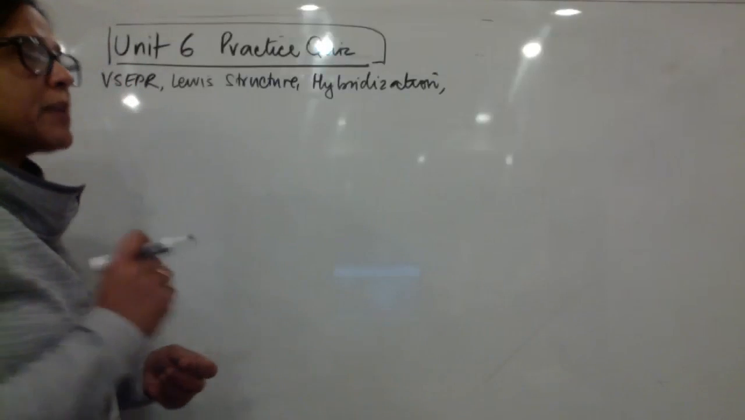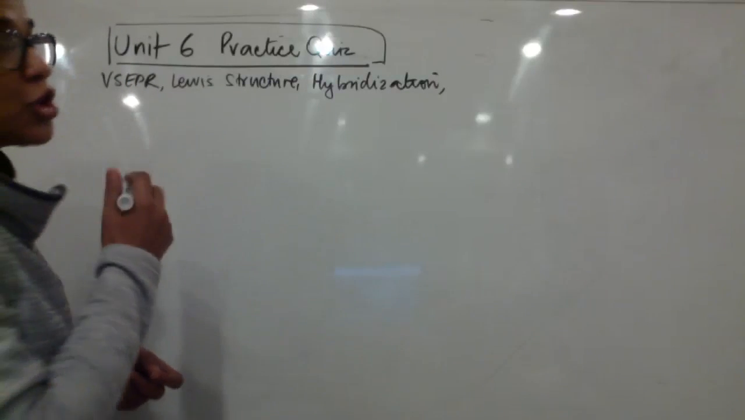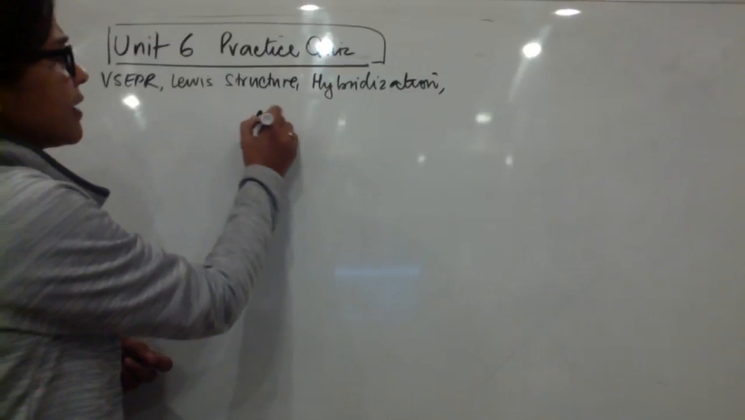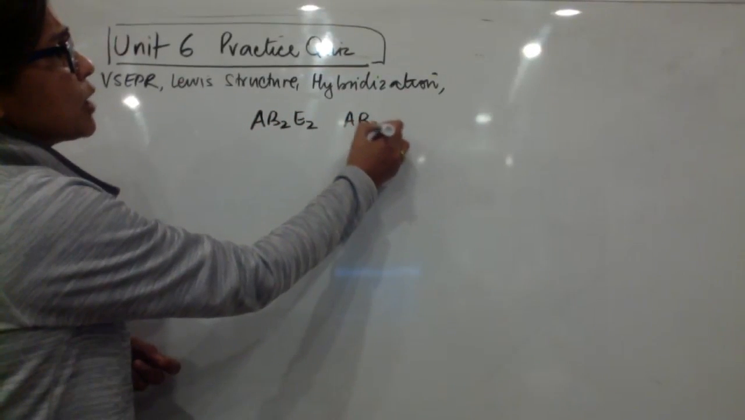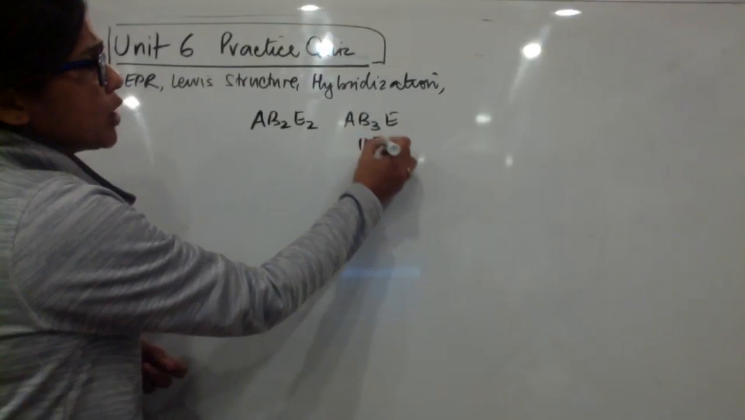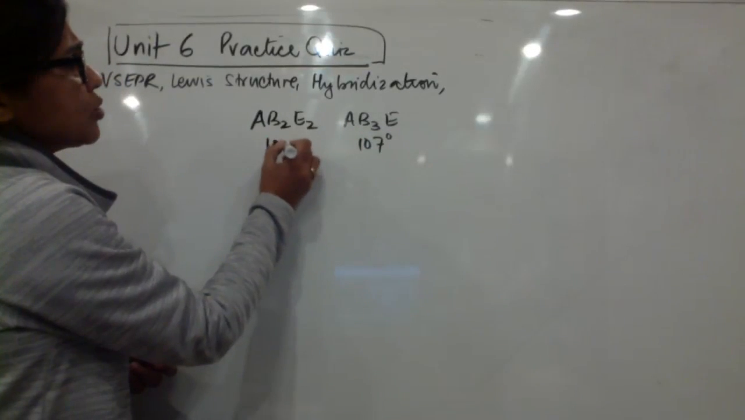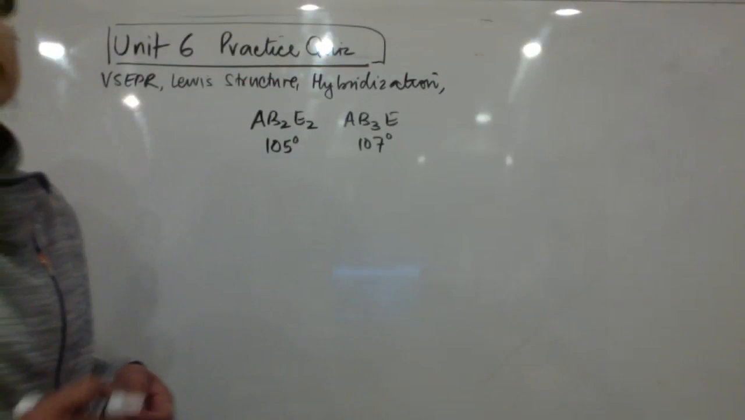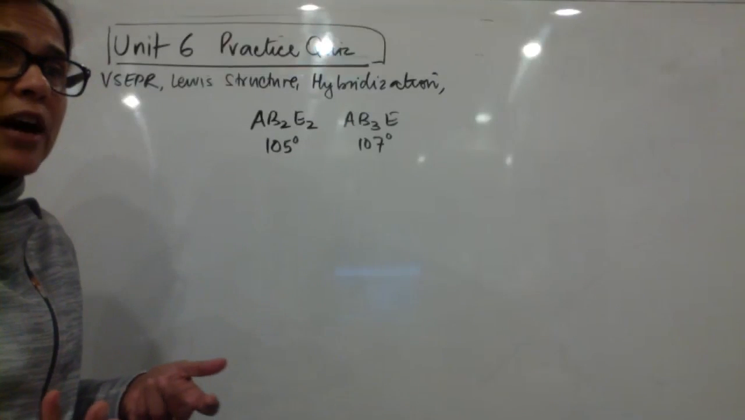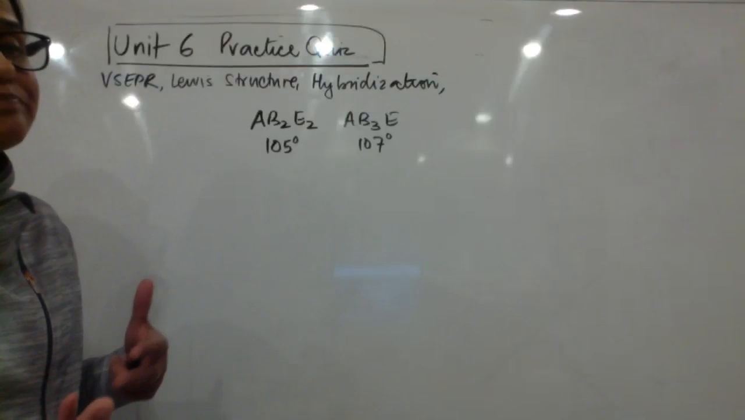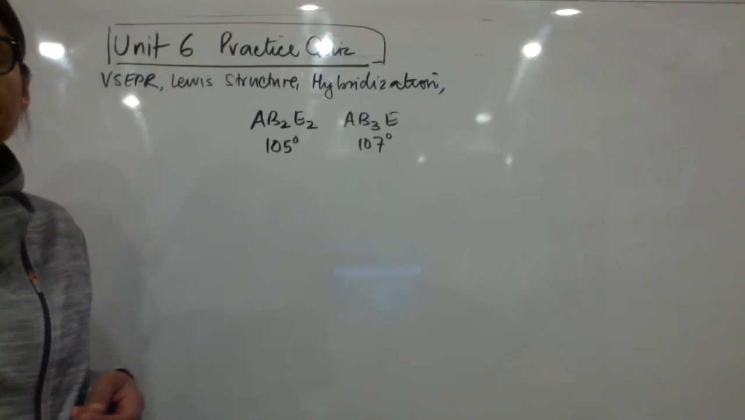The only specific bond angle values that you are expected to know, Dan, are AB2E2 and AB3E. AB3E is 107 degrees and AB2E2 is 105. For all the rest, saying that it is less than 109.5 or less than 120 is good enough.